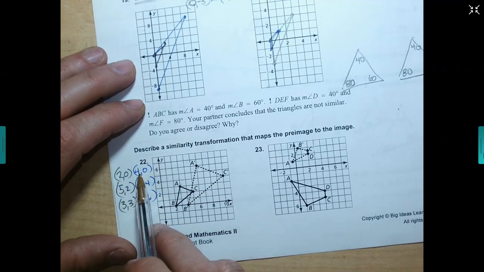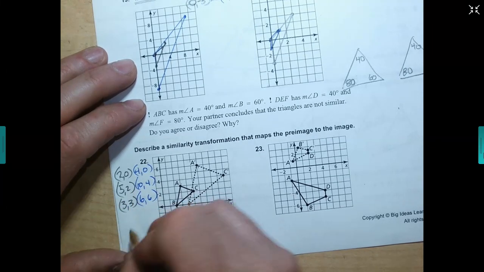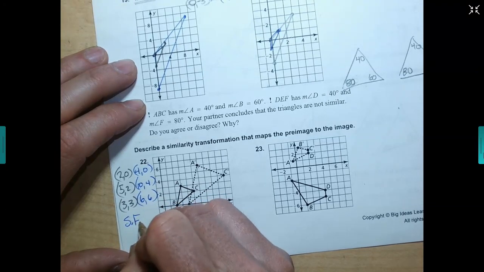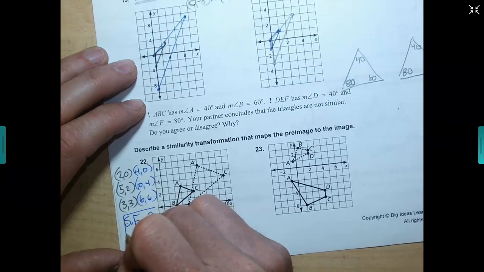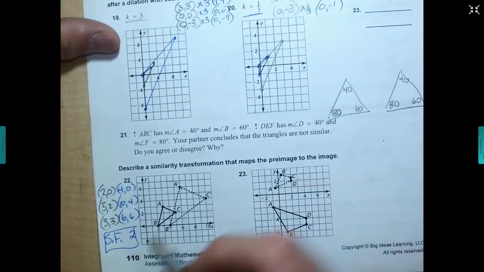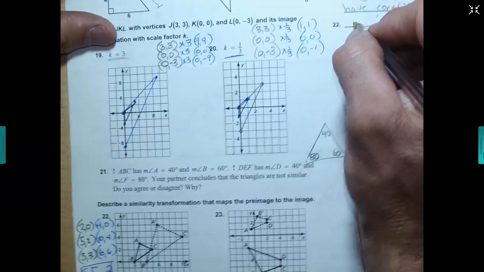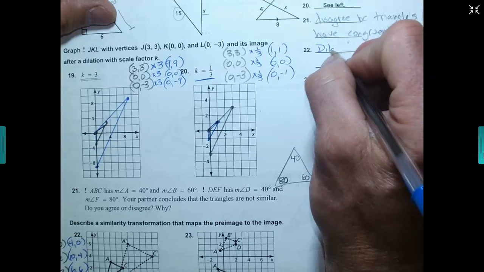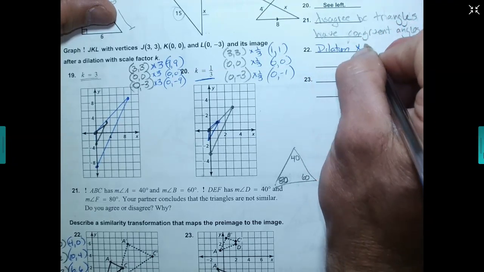2 to 4, well, that's multiplied by 2. 0 to 0, that's multiplied by 2. 5 to 10, that's times 2. So I have a scale factor or dilation of 2. So for number 22, the only thing that happens is I have a dilation of 2.